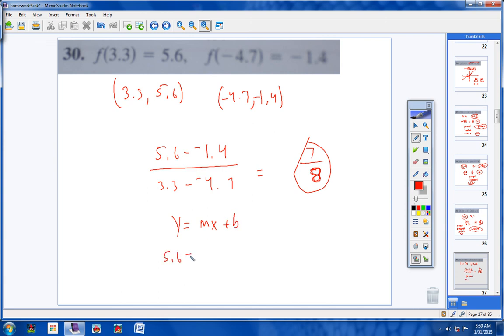5.6 for y. I chose to use this point here for no certain reason. Your m is 7/8. Your x is 3.3 plus b. I'm going to go completely calculator mode here. I'm going to take 7/8 times 3.3. I'm getting 2.8875. So now I have 5.6 equals 2.8875 plus b. Bring that over, make it negative, and you get a positive 2.7125.